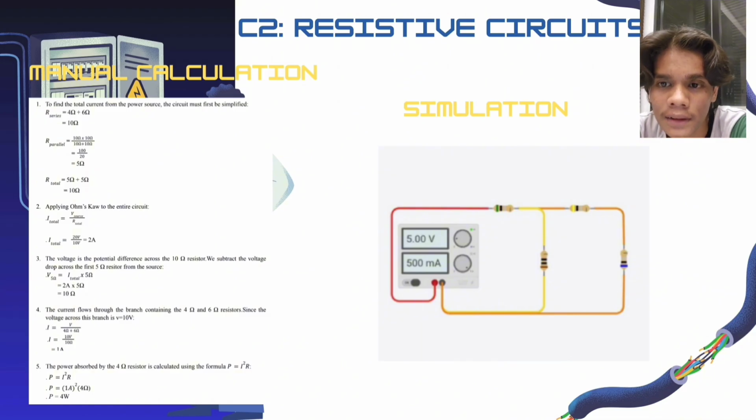Using the parallel resistance formula, 10 times 10 divided by 10 plus 10, the parallel resistance formula gives us an equivalent parallel resistance of 5 ohm. So adding the remaining 5 ohm series resistor, we find our total circuit R total is exactly 10 ohm.